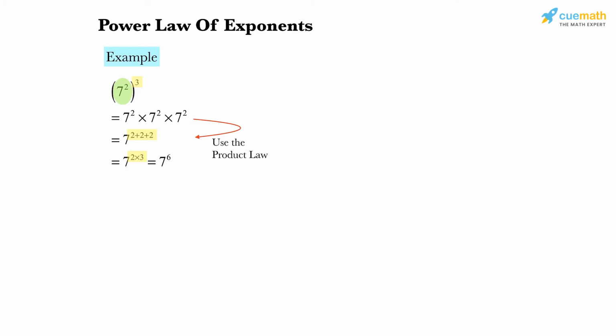Now let's generalize this example. Suppose that we have to calculate a to the power m and that to the power n. How can we do this now? Well, let's follow the approach we took in the example. Because the outer exponent is n, we can think of the term inside the bracket, which is a to the power m, being repeated n times. So we can expand this whole double power as a to the m times a to the m times a to the m, repeated n times.